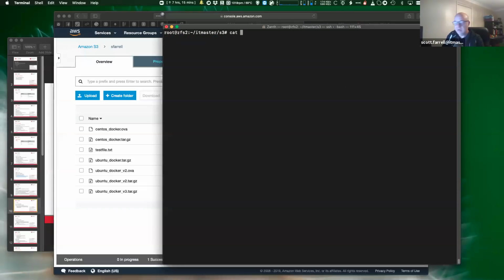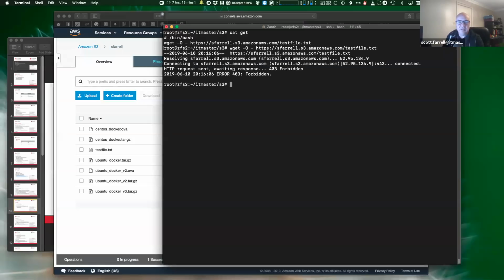I'm going to have a look at my get command. So here's one way to download a file from S3 using HTTPS. So I'm going to wget that. That says wget output to the command line, and that's the URL for the file. And it says forbidden. Dun, dun, dun, because public access to this bucket is disabled. So that's no good, is it?